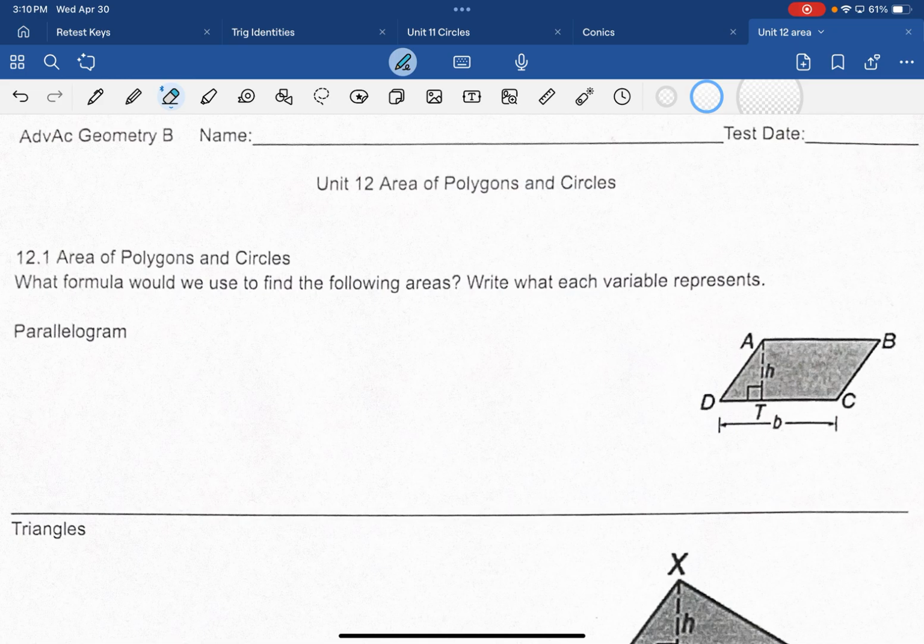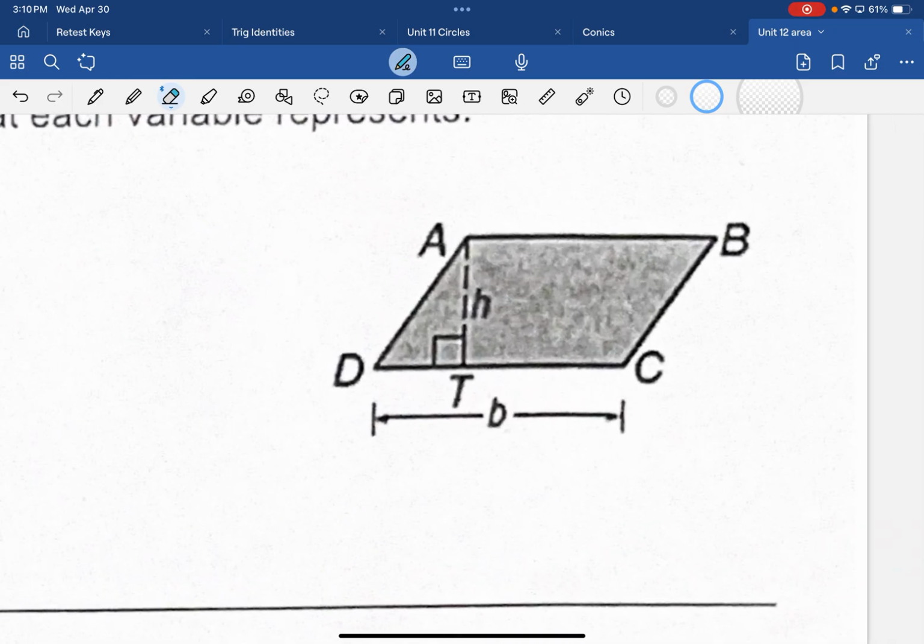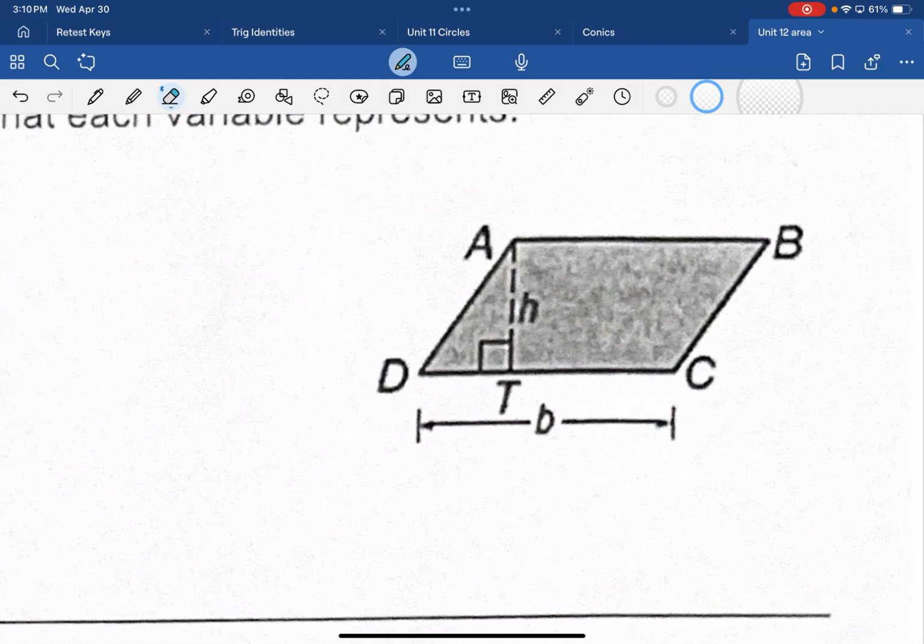So I'm going to give you the formulas. Y'all are going to have these to be able to use on the board work today. And then you'll do some practice problems together. So let's start with parallelogram. Right here, this is a parallelogram. Can anybody tell me the area formula for a parallelogram?